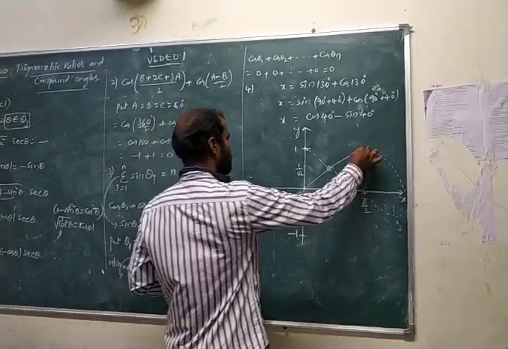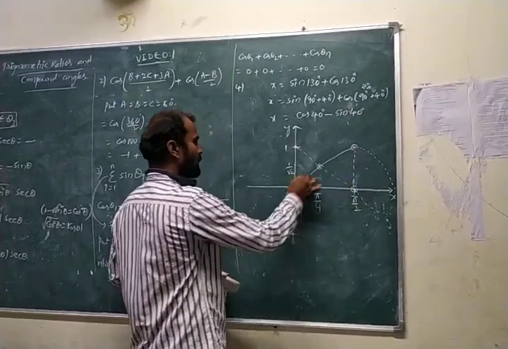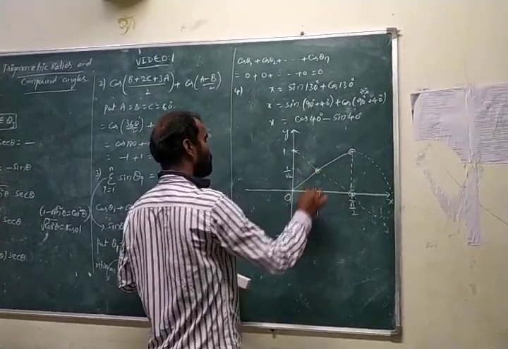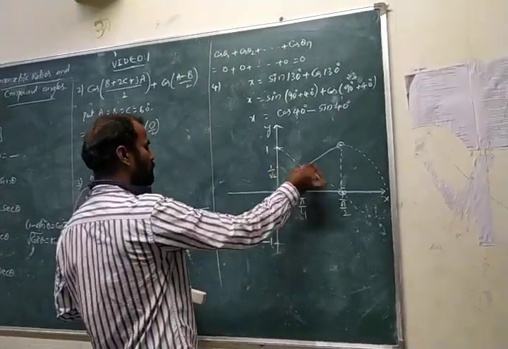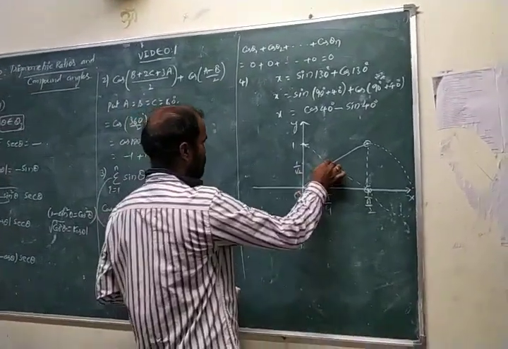Observe here, sin and cos coincide at pi by 4. At pi by 4, sin theta and cos theta are both 1 by root 2, the same value, so they coincide.